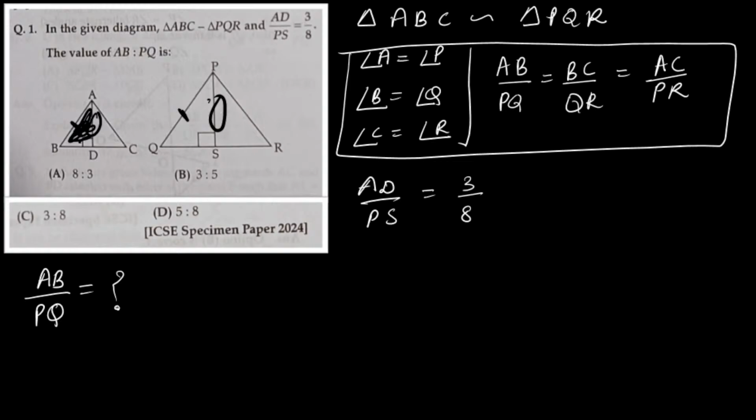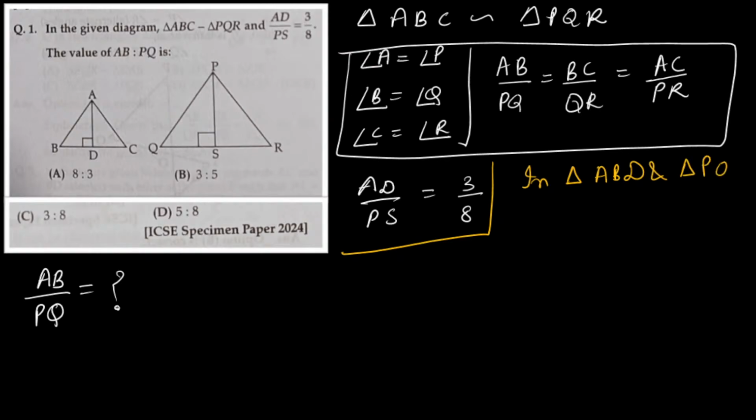Okay, so we have to use these two triangles. Which two triangles? Triangle ABD and triangle PQS. I have to see whether these two triangles are similar or not. I just have to check. So we will check the rules. So I'm just writing. These all are given things. Now in triangle ABD and triangle PQS, I have to check if these two triangles are similar or not.